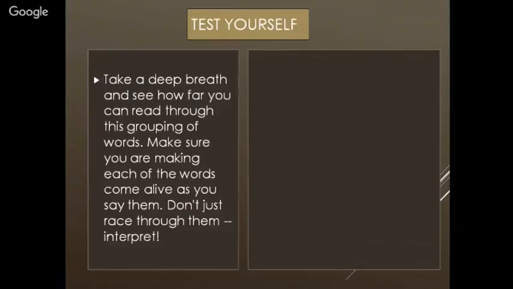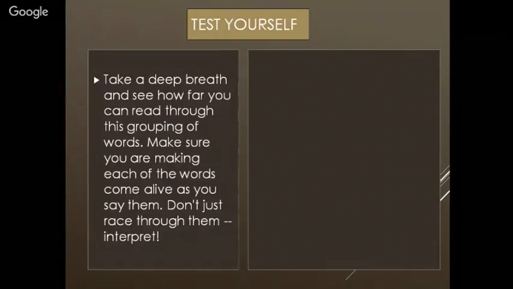Now somebody will have to come to do these. We can ask the centers. Yes, sir, we can. Take a deep breath and see how far you can read through this grouping of words. Make sure you are making each of the words come alive as you say them. Don't just race through them.